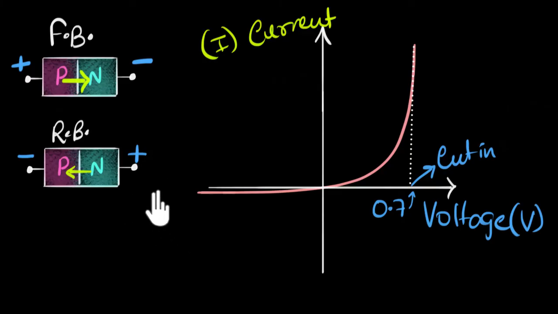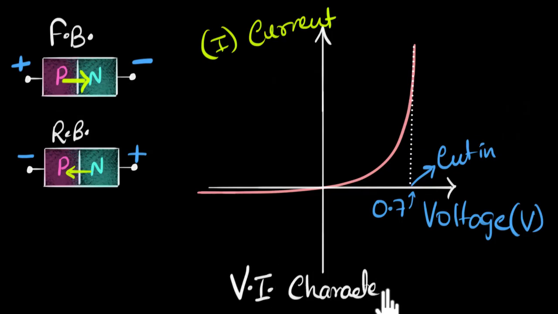But now let's look at some technical names of this. An engineer would call this a characteristic. This graph is called the VI characteristics of a PN junction.